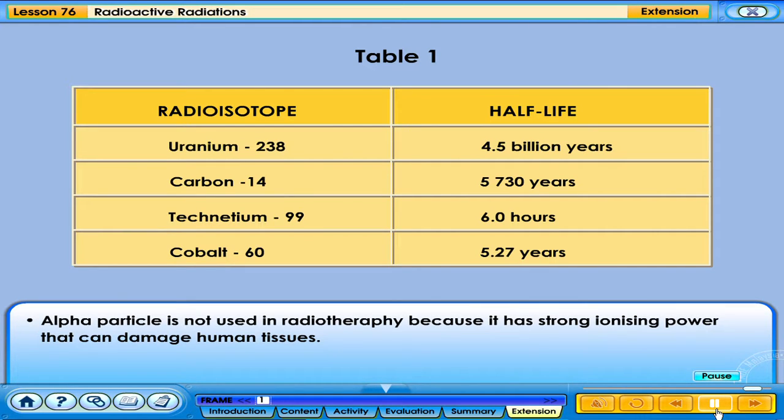Alpha particles are not used in radiotherapy because they have strong ionizing power that can damage human tissues.